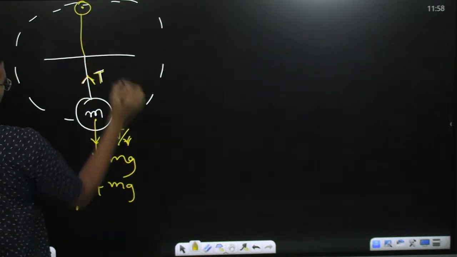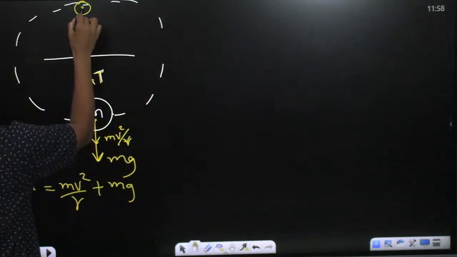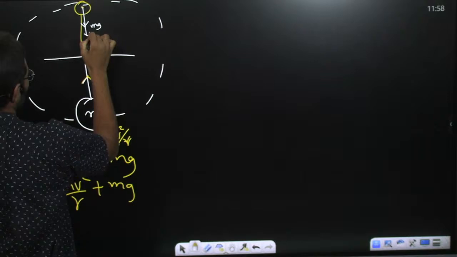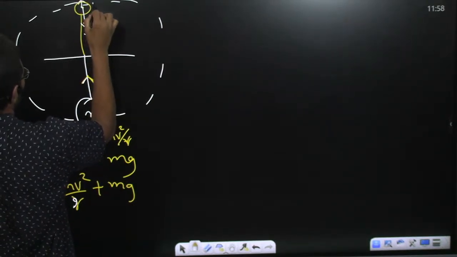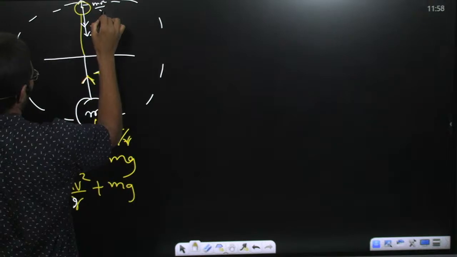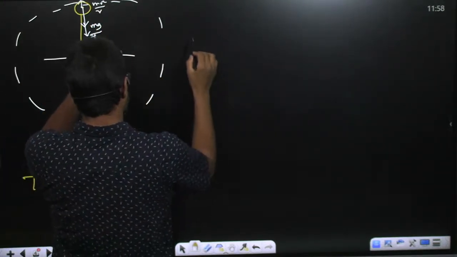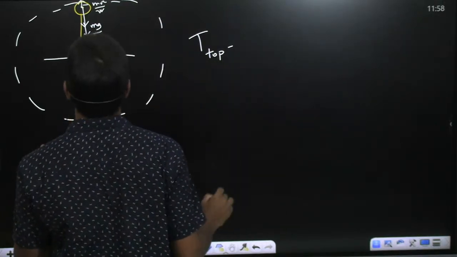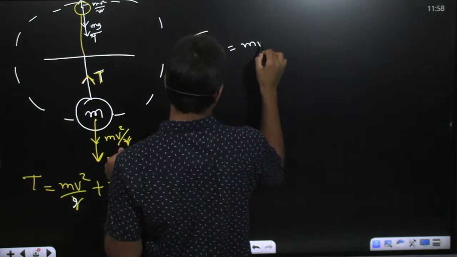Similarly, if you look at the topmost point, the forces are mg and tension T, with mv square by r. So the tension at the topmost point is equal to mv square by r minus mg.